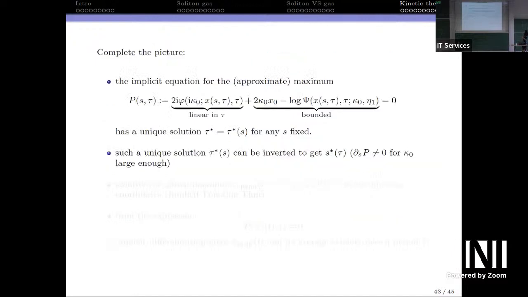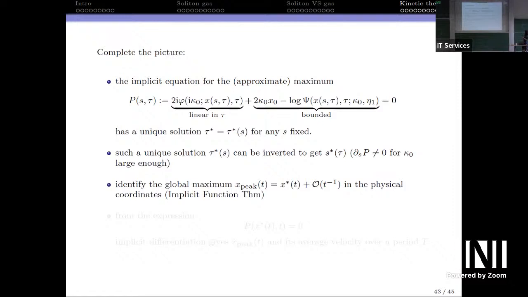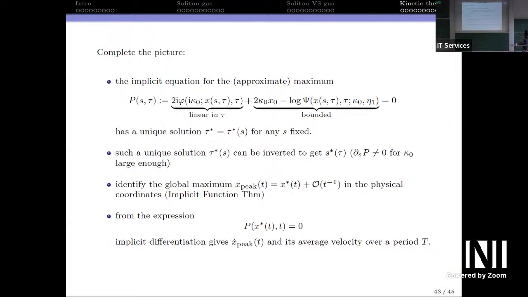Just to complete the picture, we have an implicit equation that can be written like that. We solve it and we identify the global maximum, in the sense that we get back to the physical coordinates x and t by just using some implicit function theorem, you know, a Calc 3 sort of thing, easy. And then, by differentiating this implicit expression, we can also get the velocity. That's where you see that here you have this log of psi, which is the one that is oscillatory. That's where we find that the x dot peak, the velocity, is oscillatory. That's where the contribution comes from.